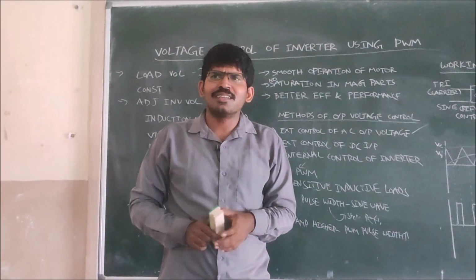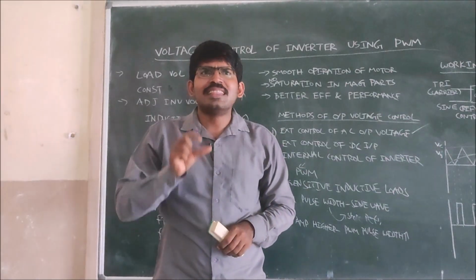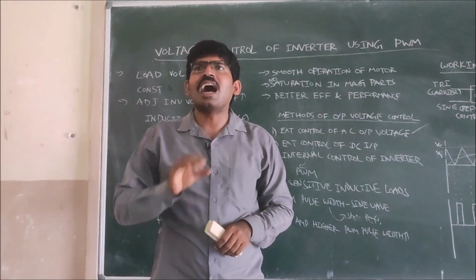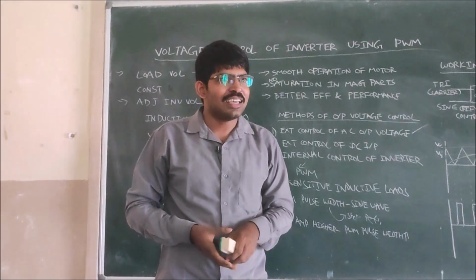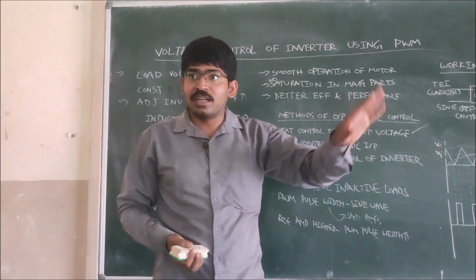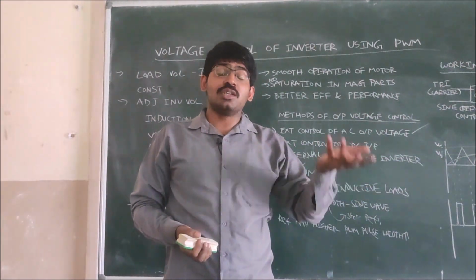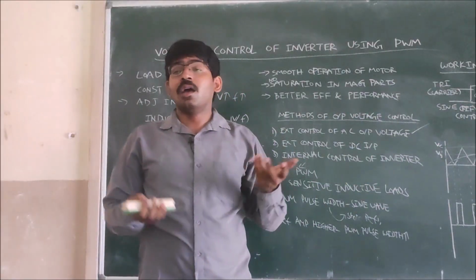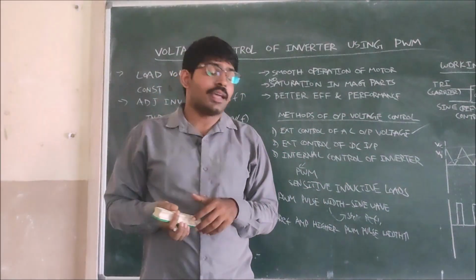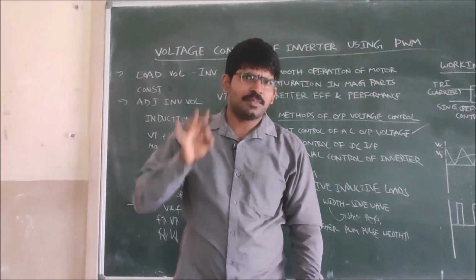Sir, that is fine. But how to give this constant voltage? We are taking the inverter. Sir, inverter supply fluctuations are there. So if the input DC is varying, output obviously it will vary. Absolutely. That's why we are using three methods.